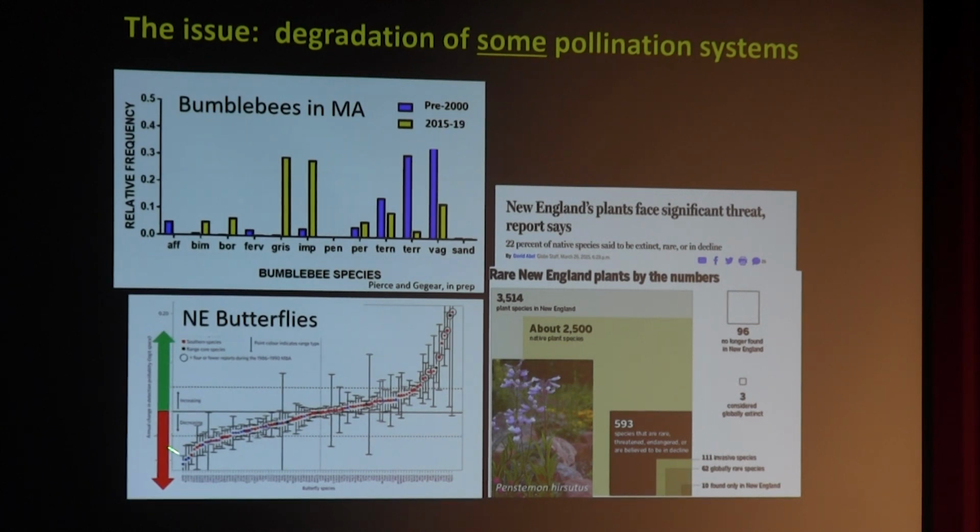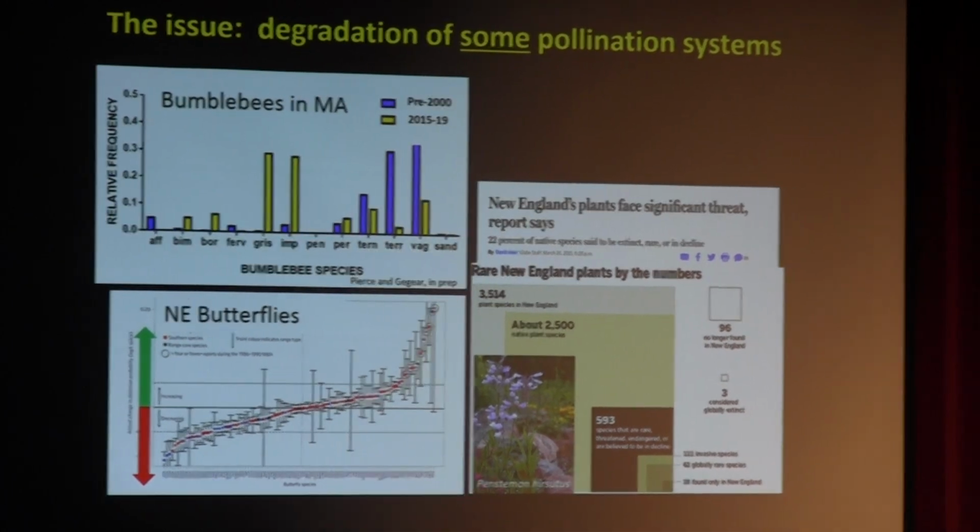Butterflies, all the ones down here, are declining. And it's the same for our native plants. And not surprisingly, many of the native plants that are declining are pollinated by animals that are also declining. So the system's being degraded from both sides, not surprising.